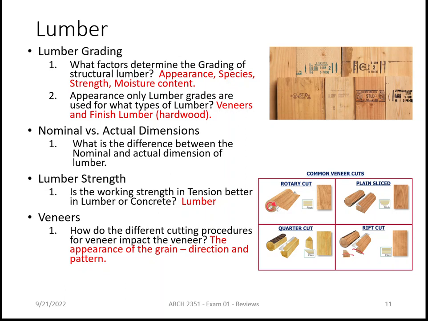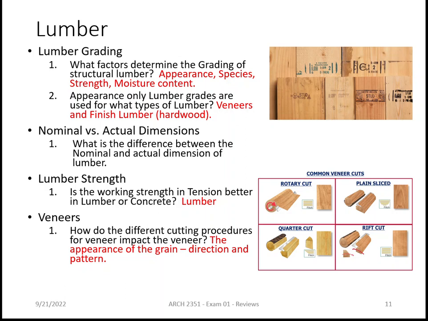Appearance only lumber grades are used for what types of lumber? So an appearance lumber grade is only used for hardwoods. Okay. Appearance only. In other words, a grading. So we're looking at the flawlessness of the wood, whether it's got knots or not. Okay. That's an appearance grading, whether it's checked.